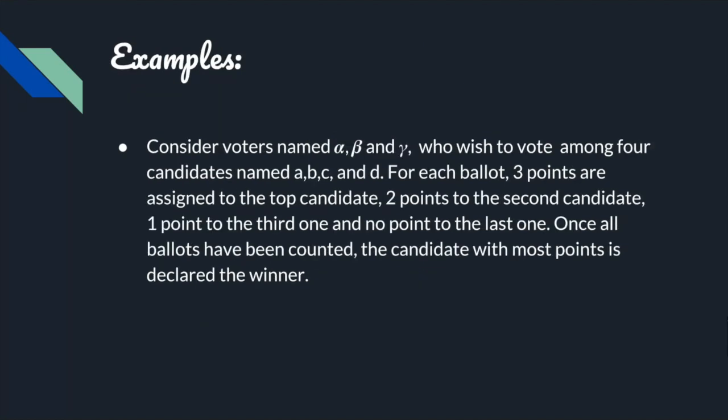So let's see an example. Consider voters named Alpha, Beta, and Gamma who wish to vote among four candidates named A, B, C, and D. For each ballot, 3 points are assigned to the top candidate, 2 points to the second candidate, 1 point to the third one, and no points to the last one. Once all ballots have been counted, the candidate with the most points is declared the winner.